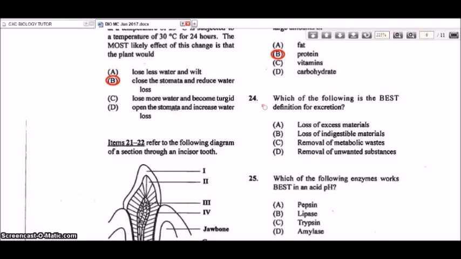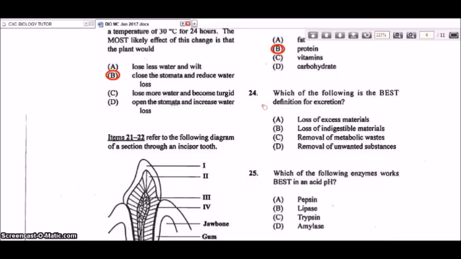Question 24. Which of the following is the best definition for excretion? So excretion is the removal of metabolic waste. So you have to include that word metabolic. So it's the removal of waste produced from metabolic reactions. In other words, products of chemical reactions going on within the cells of the body.